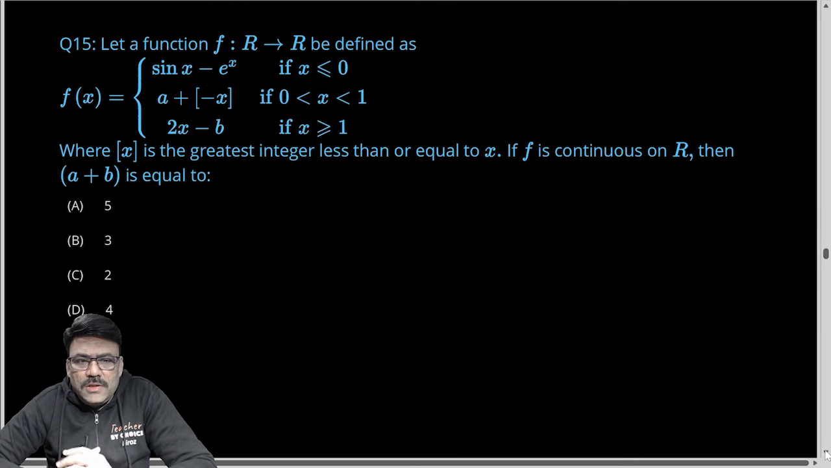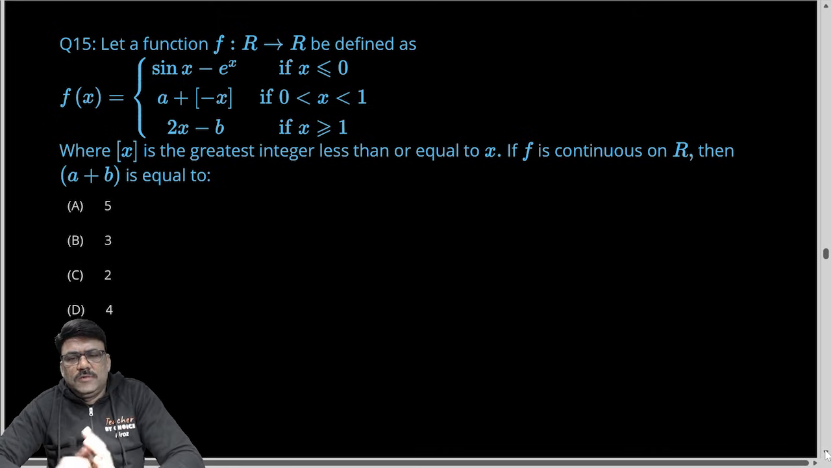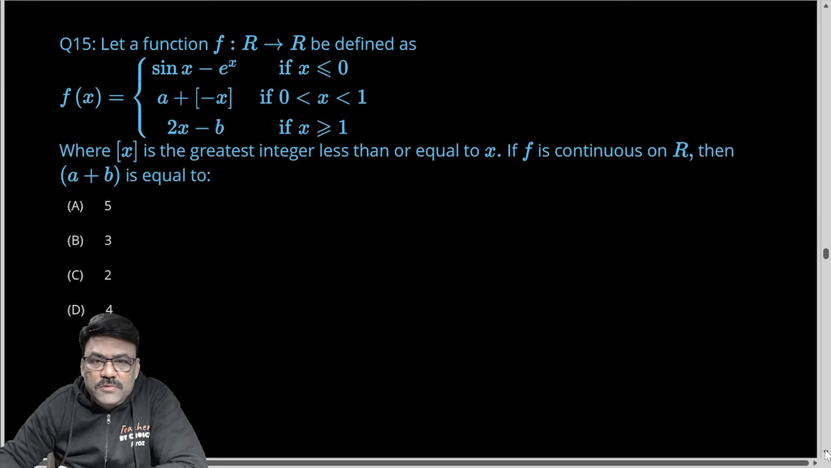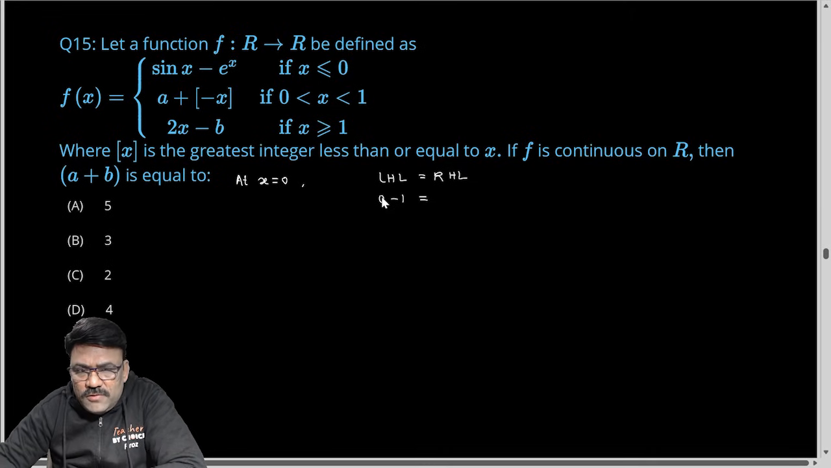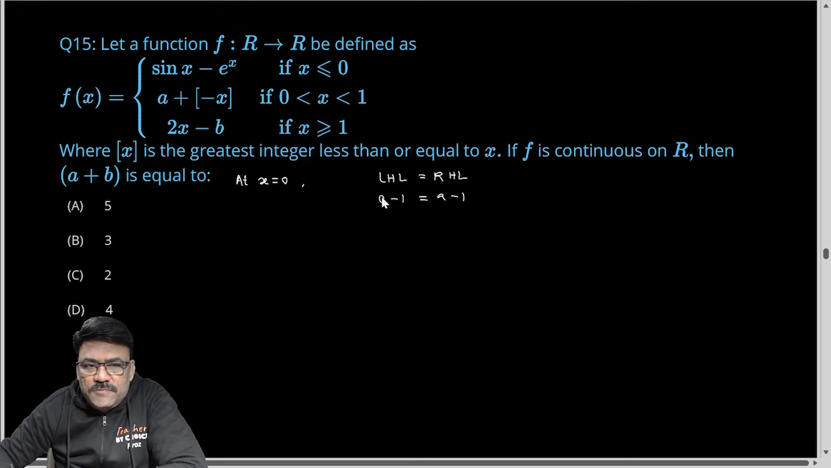Okay, see this question. This is from continuity. This function is said to be continuous for all real numbers. So what is a plus b here? Since the function is continuous for all x, obviously it is continuous at 0 and 1. First check at x is equal to 0. Left hand limit and right hand limit should be the same. On the left side of 0, your function is sin x minus e raised to x. When x approaches 0, the left hand limit is 0 minus 1. On the right side of 0, your function is a plus integral part of minus x. When x is slightly greater than 0, means x positive, it will be a minus 1, since the integral part of minus x will become minus 1. So a is 0 straight away.